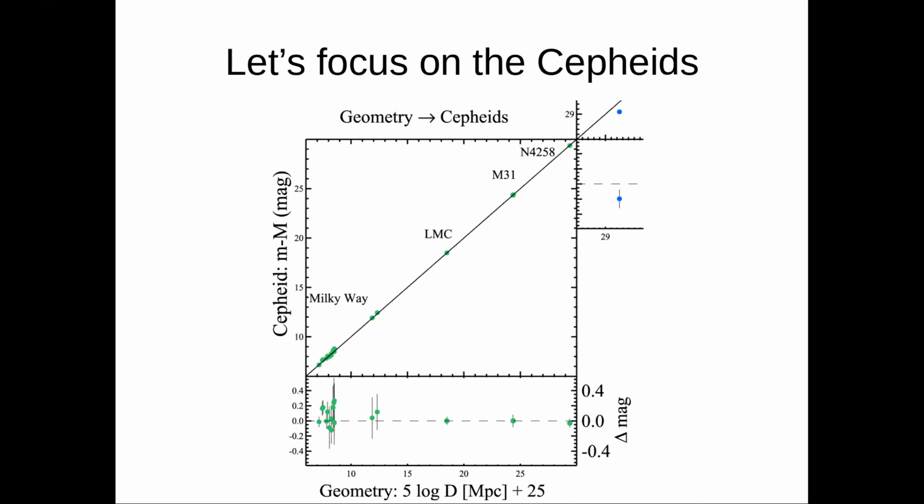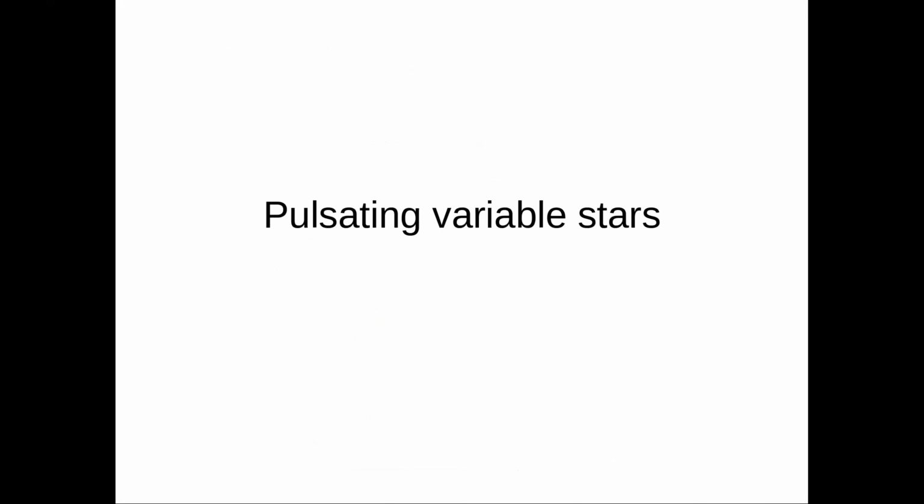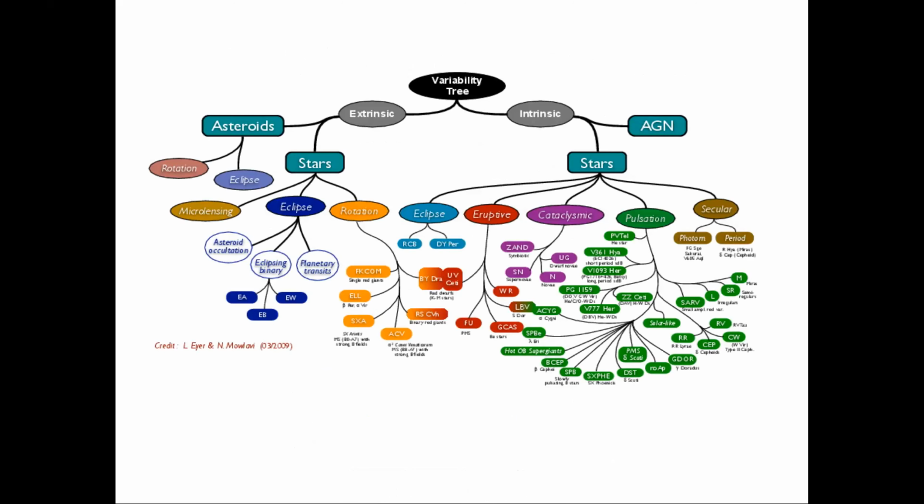Why am I talking about Cepheids in general? I'm talking about Cepheids in general because they are also pulsating variable stars. And as you can see, the pulsation itself is something that is intrinsically characteristic of the stars that are changing. If you look at this graph, you can follow the variability tree.